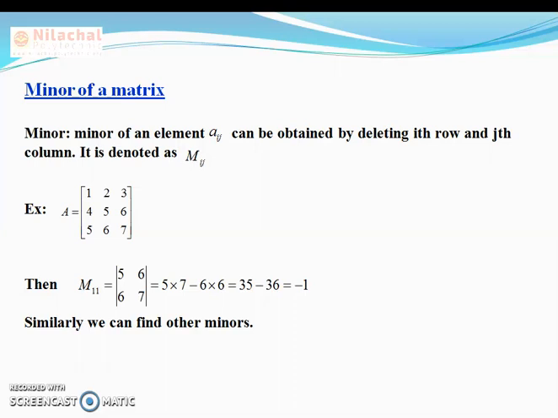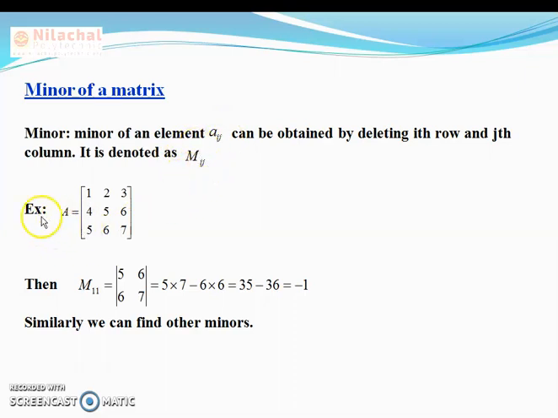what is minor. The minor is of an element. We have to find the minor of each element. Suppose there is a 3 cross 3 matrix, means there are 9 elements, so we can find 9 minors. Okay, so the elements are Aij. So here I am writing: minor of an element Aij can be obtained by deleting ith row and jth column. It is denoted as Mij. Minor of Aij is denoted as Mij.